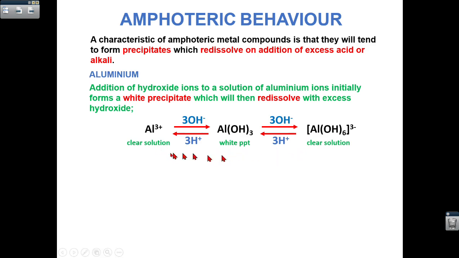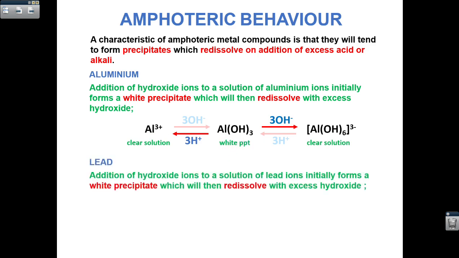Now when you look at this sequence of reactions, you might be thinking, well, how does this relate to amphoteric behavior? And it becomes a little bit more apparent if I blank out a couple of these arrows. So if we look at aluminium hydroxide here in the middle, this is the amphoteric compound in question because it can react with an alkali to give us a clear solution of Al(OH)6 3-, but equally it can react with an acid to give us a clear solution of aluminium ions. And so it's the aluminium hydroxide here that's the amphoteric compound.